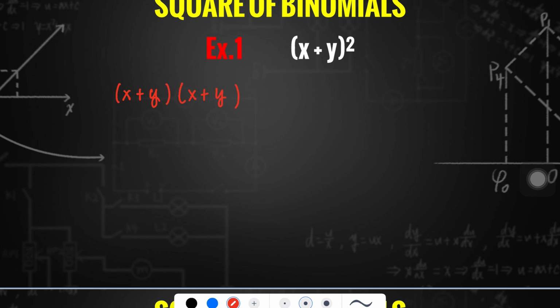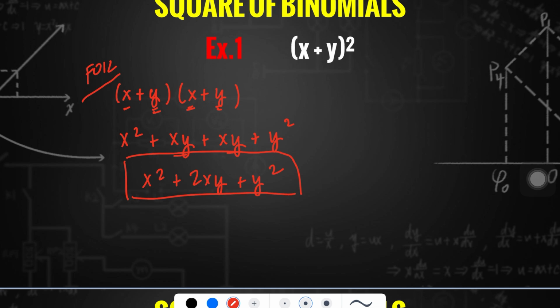So you can do method number 1, FOIL method. If you remember FOIL, that's first times first, x squared, outer, x times y, xy, inner, y times x, xy, and then y times y, y squared. And then combine the like terms. So we have x squared plus 2xy plus y squared.